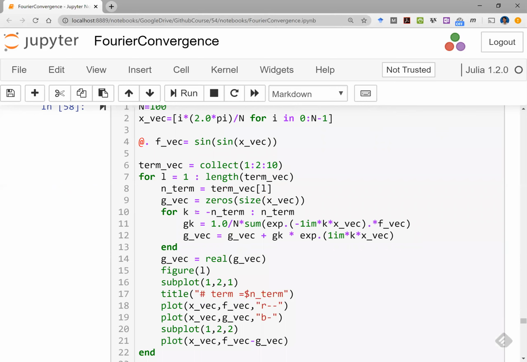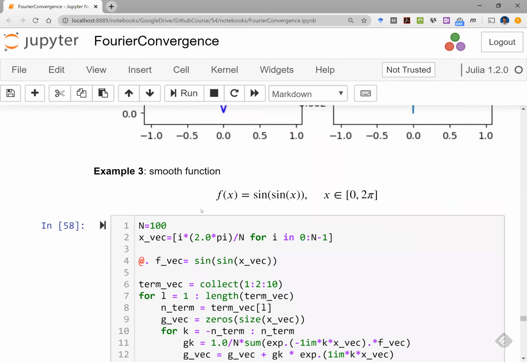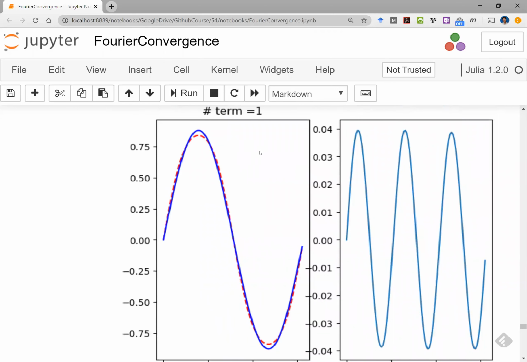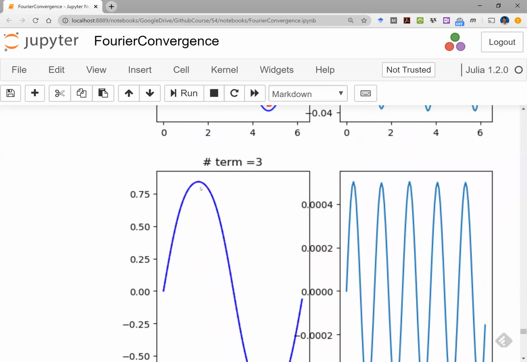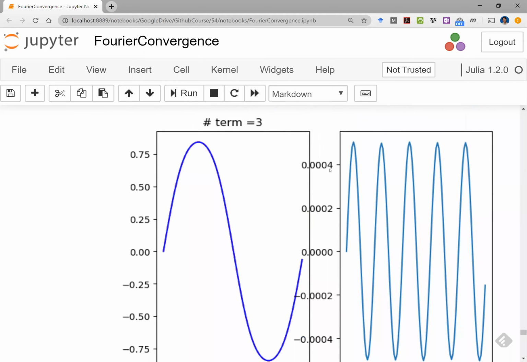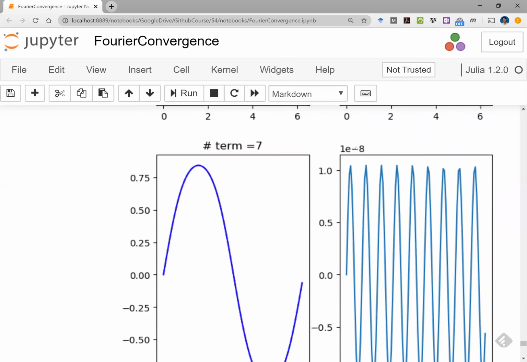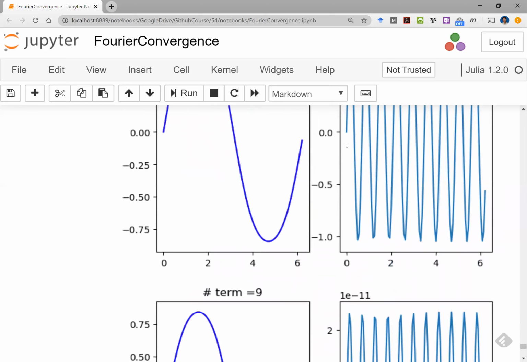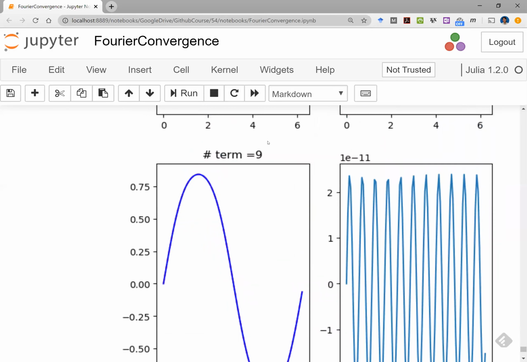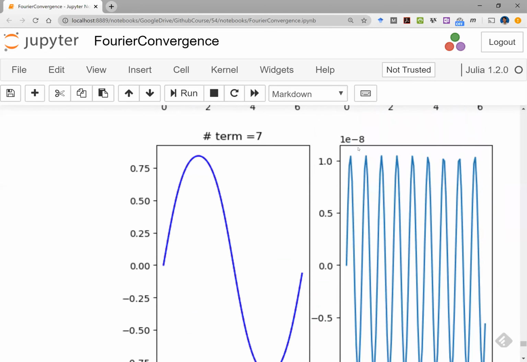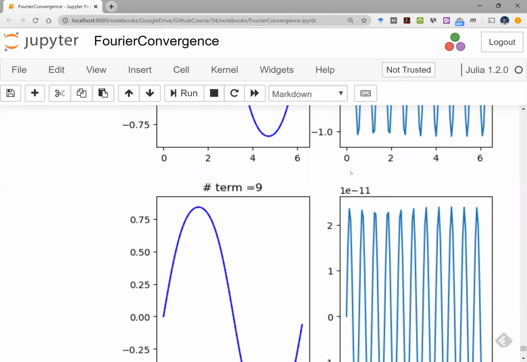Now, what I'm going to do is to expand it using the Fourier series. Using one term, you can see that the error is already pretty good. With 3 terms, the error is already less than 0.1%. And with 7 terms, the error is like 10 to the -8. With 9 terms, note that I only added 2 terms here, it is already 10 to the -11.